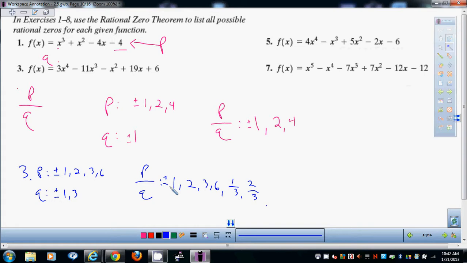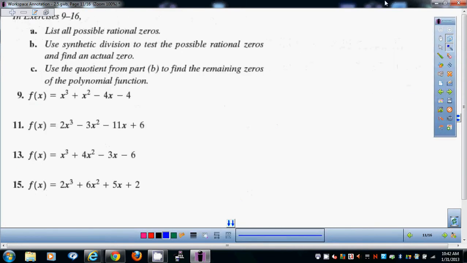Let's put this into action. Step A, list the possible rational zeros, P over Q. Part B, use synthetic division or the remainder theorem, which means you can plug it in if you choose to, to see which of those work and which ones don't work. And C, use that knowledge to find the rest of them. Don't reinvent the wheel here.